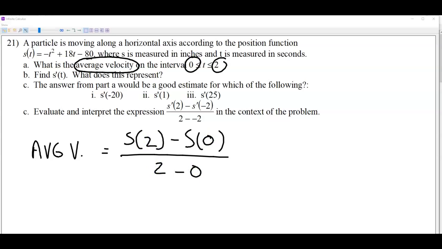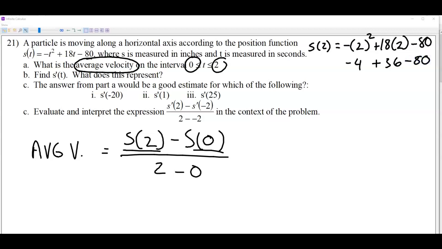So I need to start by finding the position at 2 and the position at 0. So let's do that. So s of 2 is equal to our little formula they gave us, negative t squared plus 18t minus 80, and we're going to be plugging in 2. So we have negative 4 plus 36 minus 80. Getting negative 48 for that.